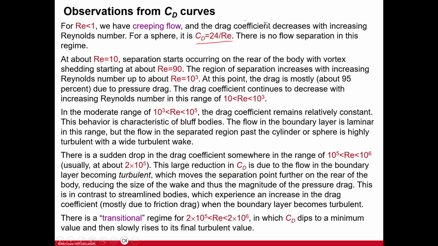For Reynolds number equal to 10, separation starts occurring at the rear of the body, with vortex shedding starting at about 90. The region of separation increases with increasing Reynolds number up to about 10 to the third. At this point, the drag is about 95% due to pressure drag. The drag coefficient continues to decrease with increasing Reynolds numbers in this range. In the moderate range, the drag coefficient remains relatively constant, so not a huge amount of change here. We've kind of plateaued. This behavior is characteristic of bluff bodies.